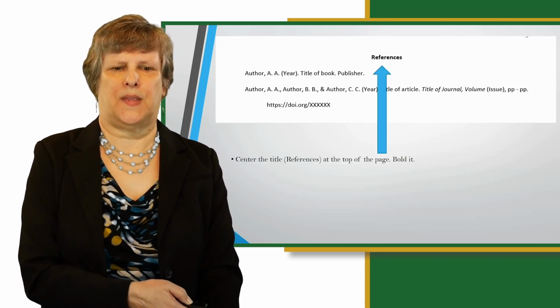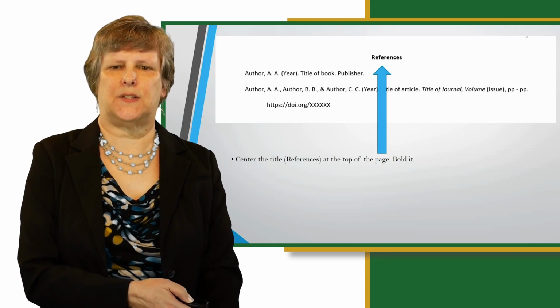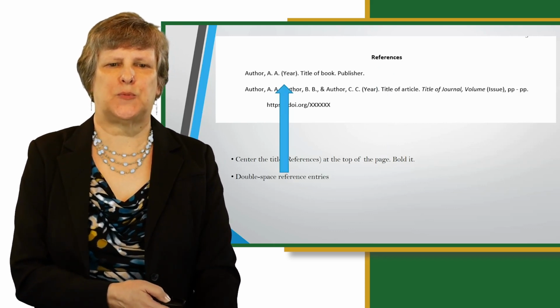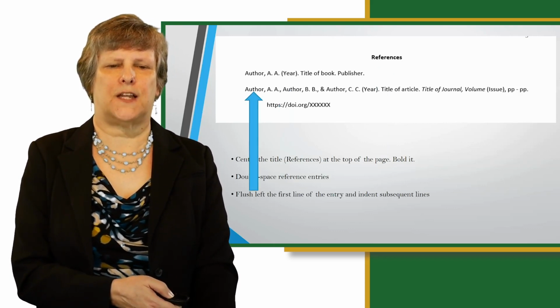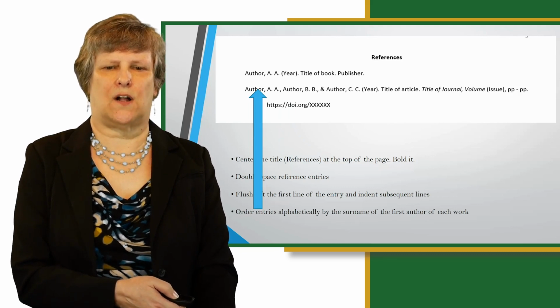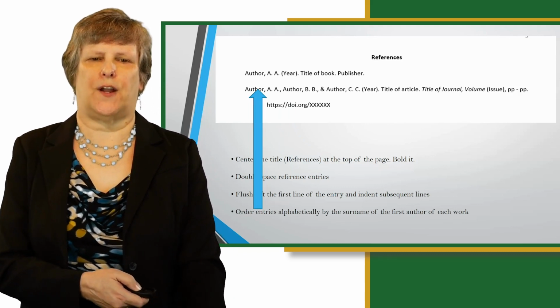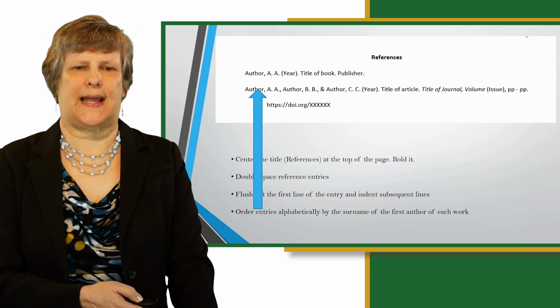And then HTTPS, now you're putting the web location, if you got the article online. Center the title References and bold it. Double space your entries. Flush left. Indent all the other lines. And make sure they are alphabetical by the author's last name.